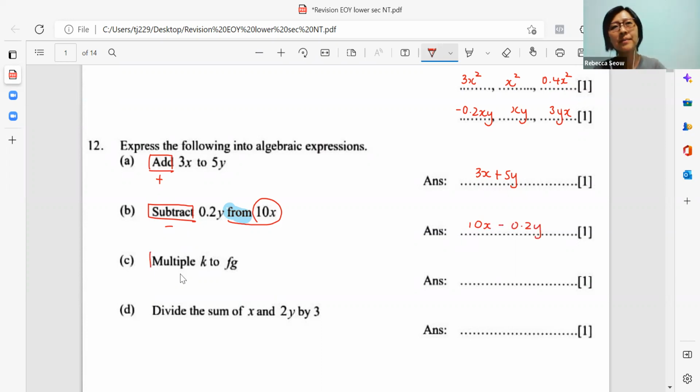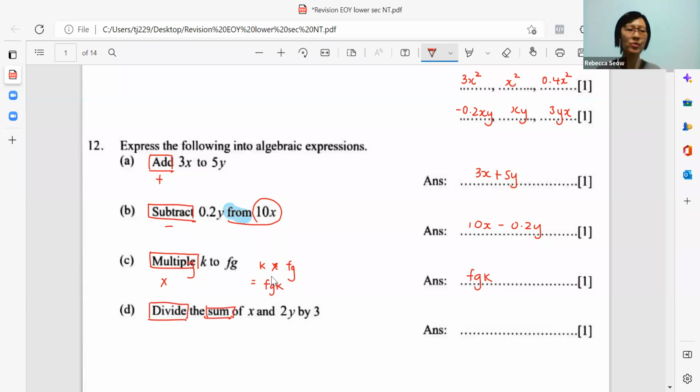Now the next one, multiply k to fg. So multiply means it's times. So when we have k times fg, basically we put the letters together, and it would be best if we put it in alphabetical order. So it will be fgk. fgk. All right, and the last one, divide the sum of x and 2y by 3.